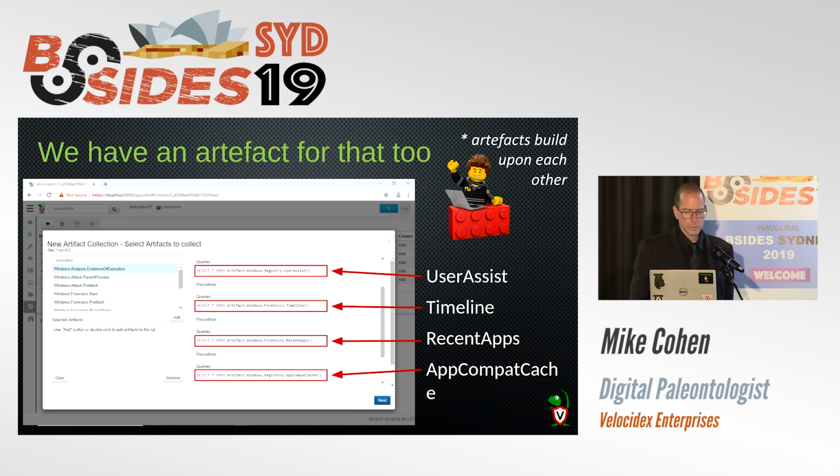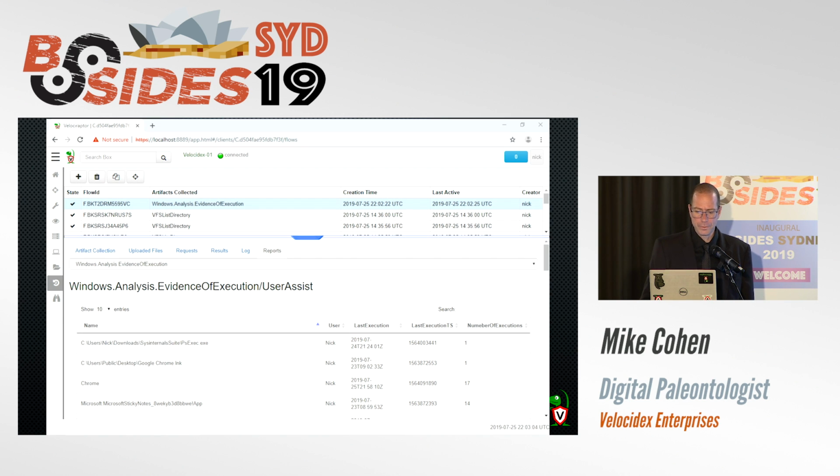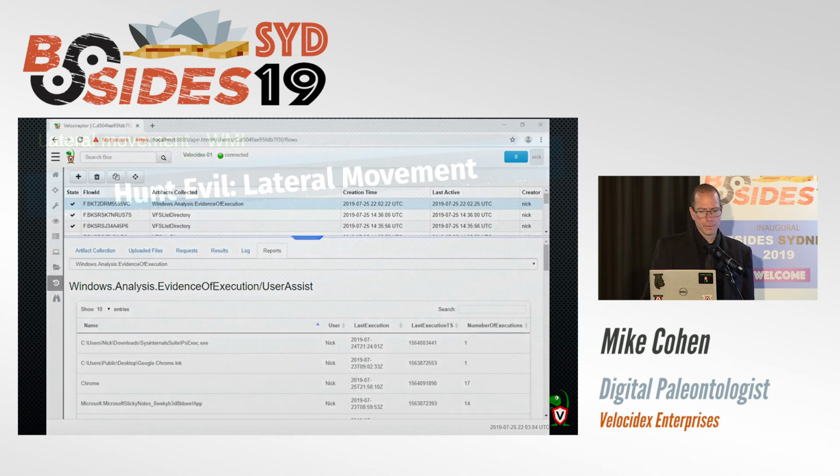For example, in this higher level artifact, evidence of execution, we actually do all these things. We get the user assist stuff, we get the timeline, we get the recent apps, all these different ones automatically. So all the user has to do is click that one and get all the other ones. This is an example of what that might look like. There's the user assist hive, and we can see when it was executed and the particular thing that was executed. So if we're looking for a malware, when was it executed, where was it executed from, this is the kind of evidence we can look for.